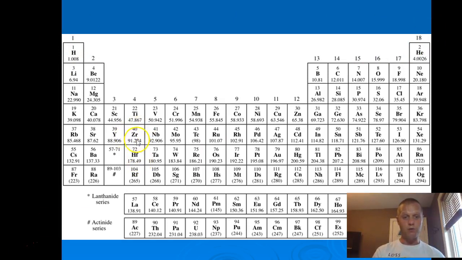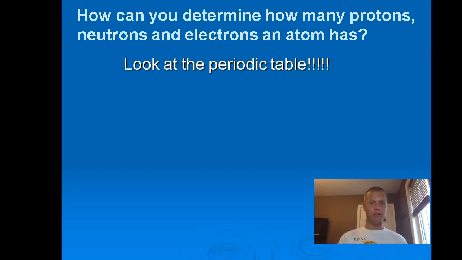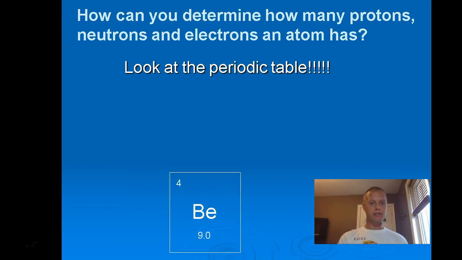And if you look at zirconium, the Zr way down here, you're going to have to memorize some of these. It has 40 protons. So how can you determine how many protons, neutrons, and electrons an atom or an element has? Well, we have to look at the periodic table again. The periodic table has 2 numbers. The smaller number at the top is known as the atomic number, which is always going to be equal to our number of protons.